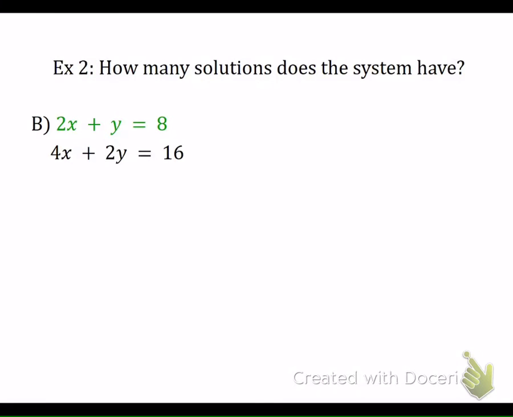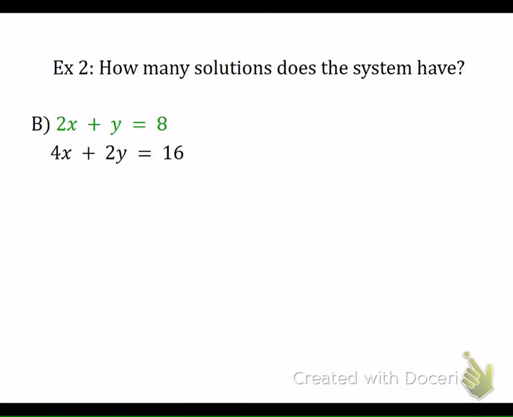All right, here's number 2. How many solutions does the system have? So once again, we're going to get it into y equals mx plus b. If the m's are different, we're going to have one solution. If the m's are the same, you got to look to the b. If the b's are different, you would have none. If the b's were the same, it'd be all the ordered pairs on the line. We down?